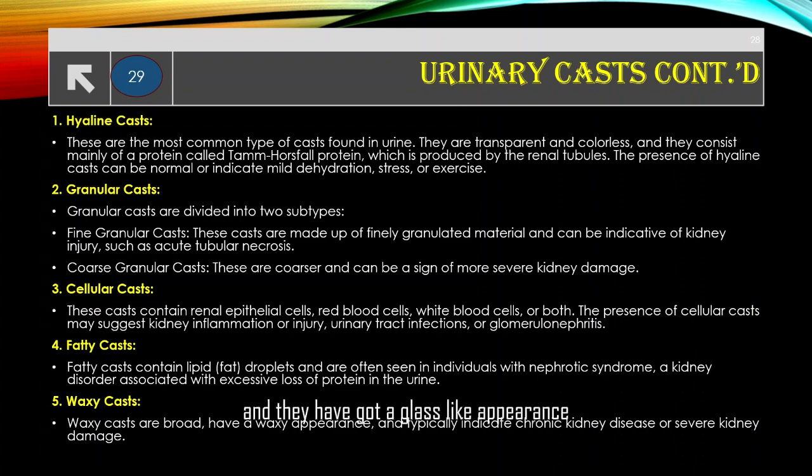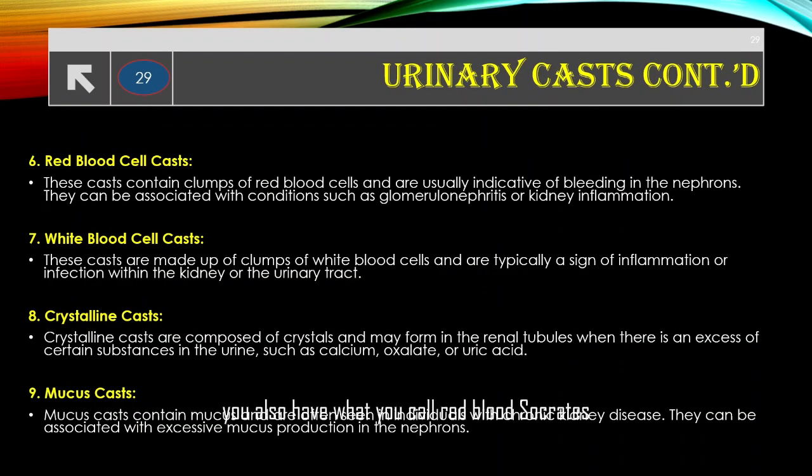Then wax casts, I've talked about them. These have a glass-like appearance. They are typically indicative of chronic kidney disease or severe kidney damage. You also have what you call red blood cell casts. I already alluded to this. It tells you to say there is bleeding within the kidneys or somewhere.